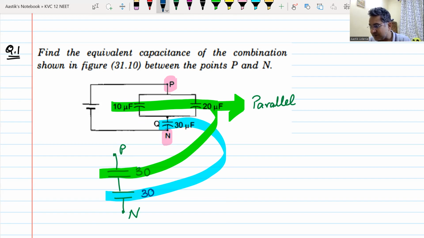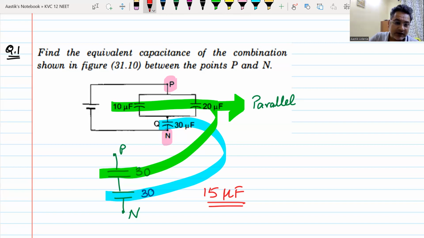Now you can tell me the answer. What is the effective capacitance between P and N? Two equal capacitors of 30 in series, it will be 30 divided by 2. So my final answer will be 15 microfarad. So 15 microfarad should be the equivalent capacitance between point P and N. Do we understand this? Yes or no? Yes, sir. This is how you must solve any question that comes in this category.